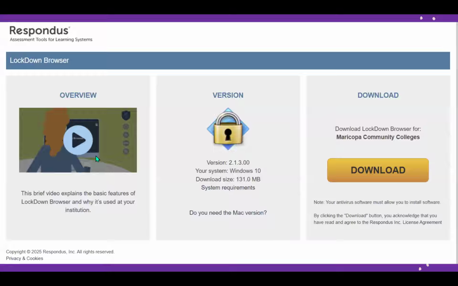Biggest thing, in this link you'll see that there's a specific download for Respondus. If you are in multiple colleges, like when I was at ASU, we had our own different Respondus link compared to Maricopa Community Colleges. So if you haven't tried Respondus in any class here at Maricopa Community Colleges, you want to download the Maricopa-specific Respondus. That lets the Respondus team know that the license is for Maricopa Community Colleges, and that'll let you open our exams versus an ASU browser.